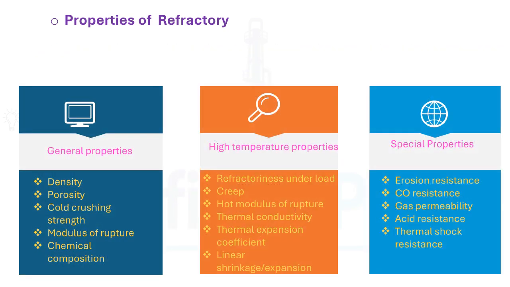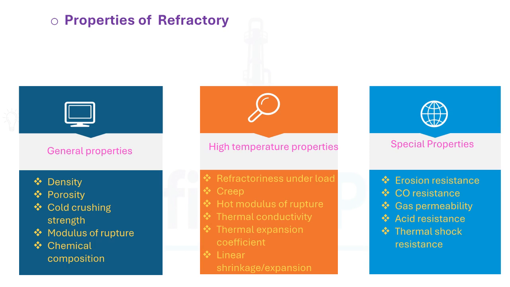Now that we understand why this topic is important, let us organize the landscape of refractory properties. Think of this as a framework with 3 major categories. Keeping this structure in mind will help you approach material selection in a systematic way. Category 1: General properties. These are the foundation. They describe the basic physical characteristics of the material. Examples include density, porosity, cold crushing strength, modulus of rupture, and chemical composition.